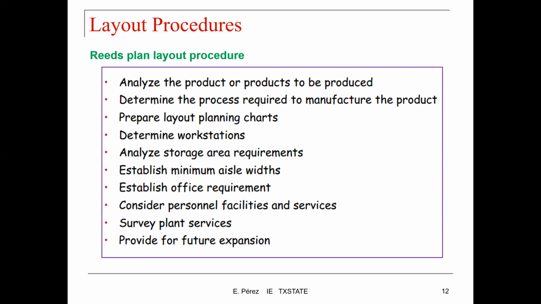Reed's plant layout procedure: analyze a product or products to be produced, determine the process required to manufacture the product, prepare layout planning charts, determine the workstations, analyze storage area requirements, establish the minimum aisle width, establish office requirements, consider personnel facilities and services, survey plant services, and provide for future expansion.